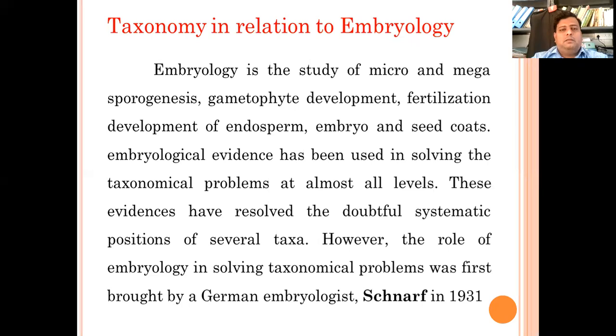Another one is Helobiae. This monocotyledonous order, treated as a subclass in some recent systems of classification, is characterized by the presence of helobial type of endosperm. That's why it is known as Helobiae. Orchidales: the distinguishing embryological character of the members of this order is the presence of an undifferentiated embryo and very little or no endosperm.